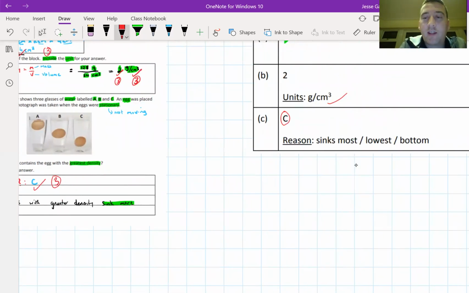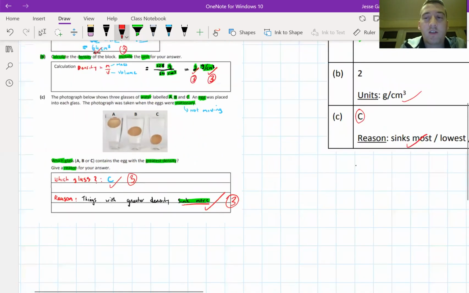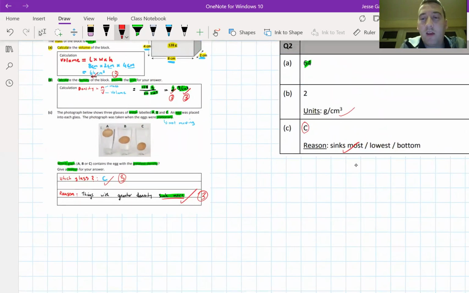Well, what have we said? It sinks the most, or it sinks to the bottom, or it's the lowest one. Well, we've said it sinks more than the others, or that's the same as sinks most. So that's worth 3 marks. And again, we're only giving ourselves the marks if we've written about its position, where it is, that it's sunk more, that it's lowest in the glass, or it's at the bottom of the glass. You've got to have included those things. If you didn't talk about that, you can't give yourself the mark.